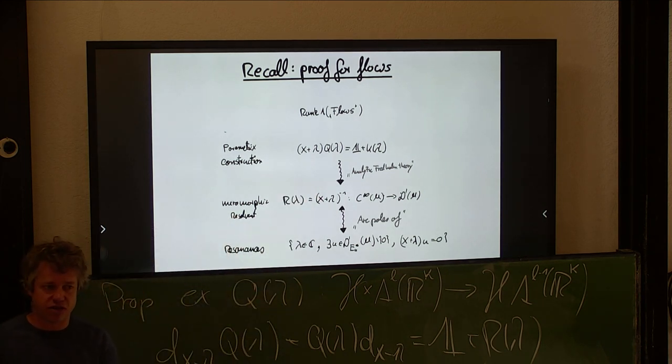Yeah, if you have Fredholmness, you reduce things to finite dimensional spaces, and in finite dimensional spaces inverses are meromorphic, and things become discrete and so on. So this is somehow the same philosophy here.